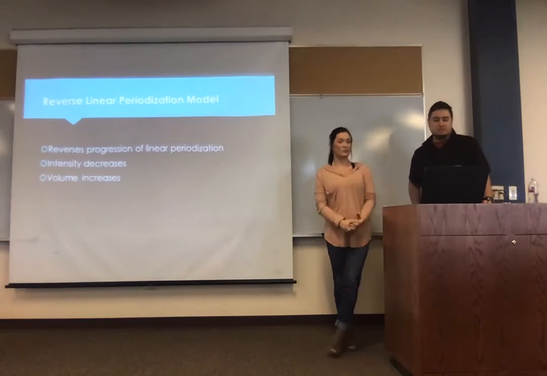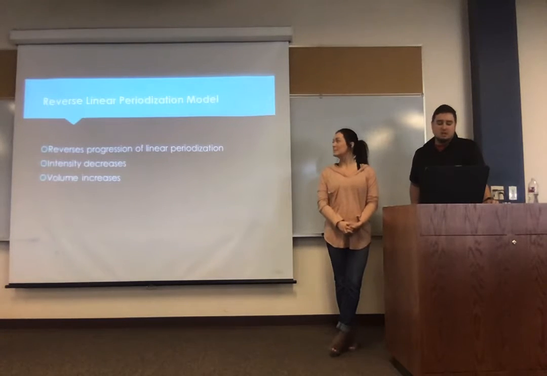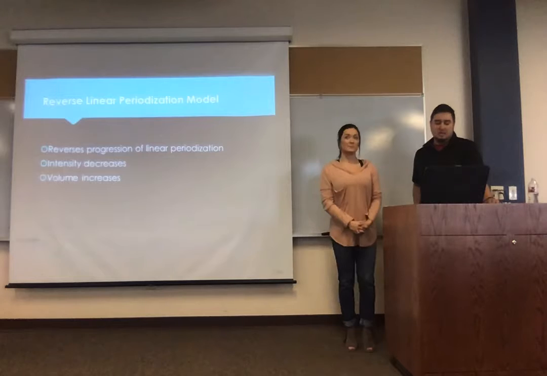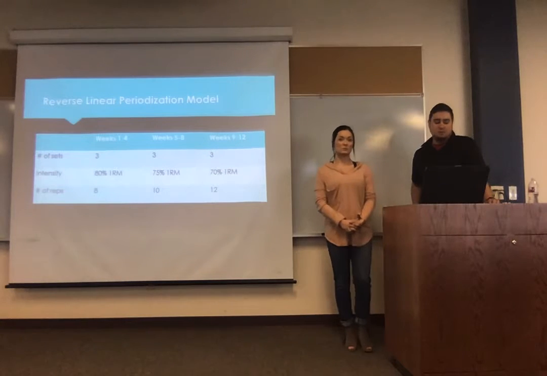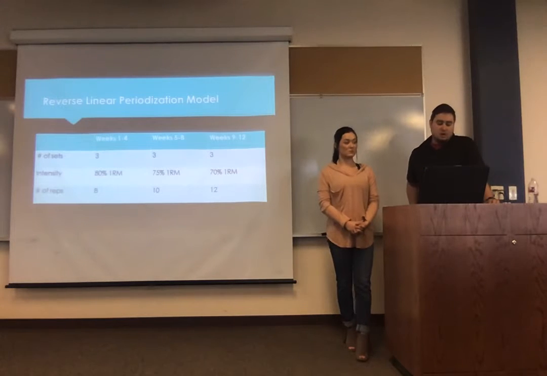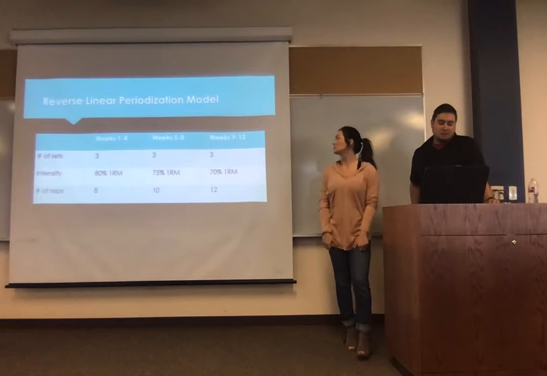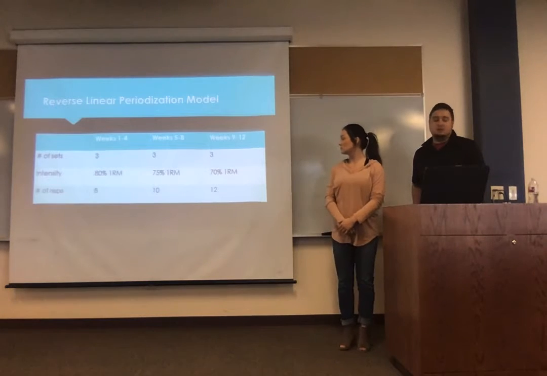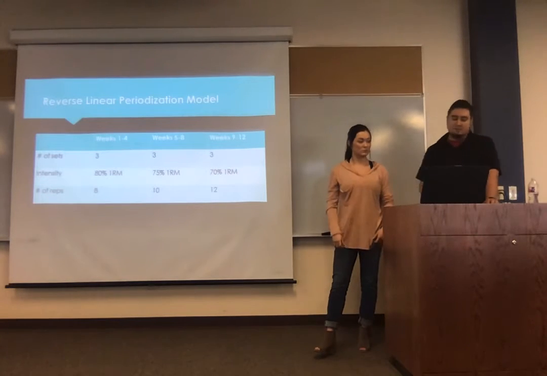The next one we'll talk about is the reverse linear periodization model. This reverses the progression of the LP training stimulus. In this model, between and within cycles, intensity decreases as volume increases. For example, weeks 1 through 4, there are 3 sets at 80% of your 1 rep max. For weeks 5 through 8, there are 3 sets at 75% of your 1 rep max for 10 reps. And weeks 9 through 12, there are 3 sets at 70% for 12 reps. The intensity decreased as the volume increased from 8 reps to 12.